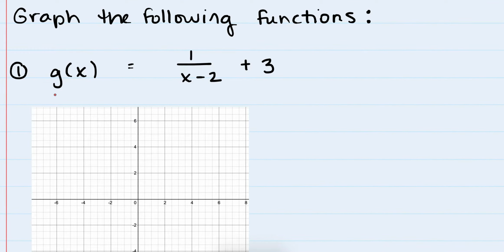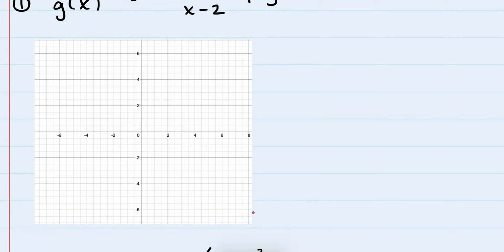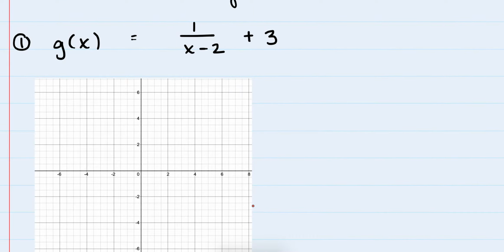So I want to graph this function. g of x is 1 over x minus 2, plus 3. Okay, I'm going to graph it on this plane. First thing you want to do is look at this function and compare it to your parent functions that you know. What function of all the functions that I asked you to memorize does this look the most like? And you'll say it looks like the reciprocal function, which is 1 over x. We're going to graph this first.